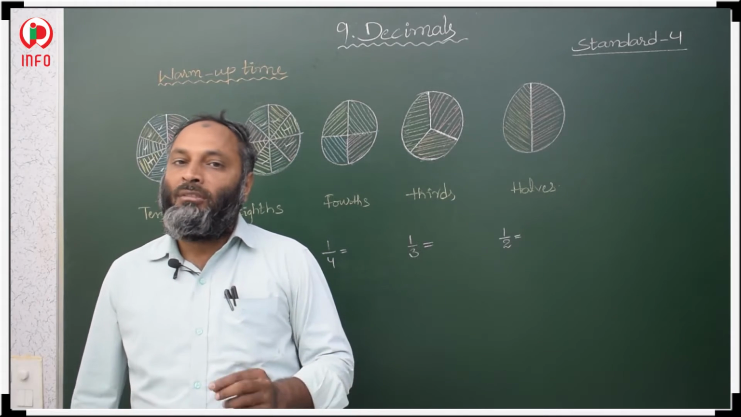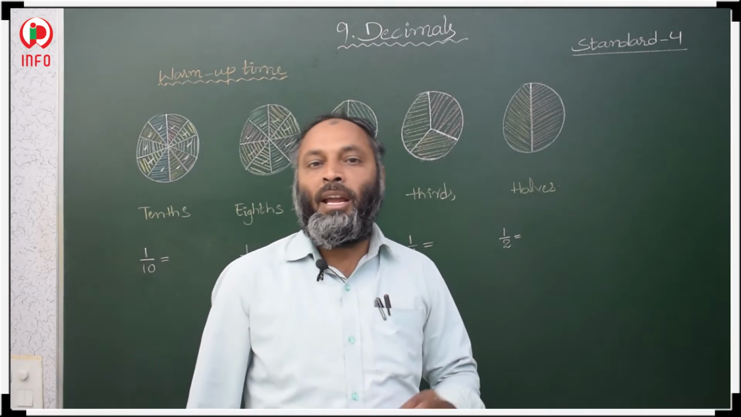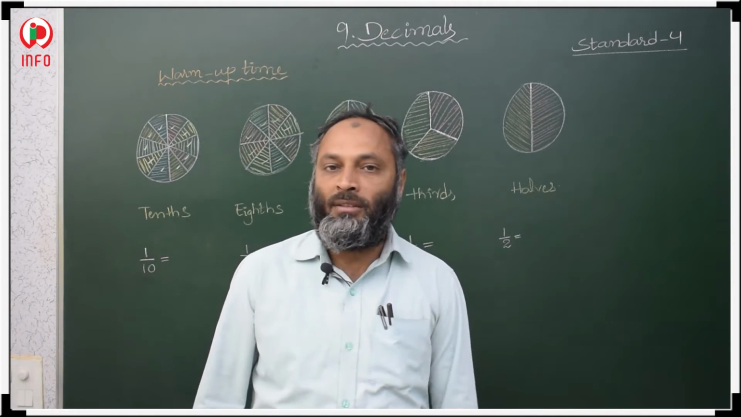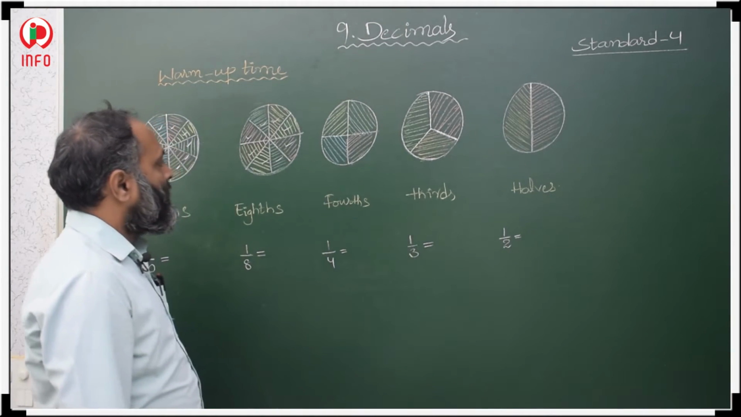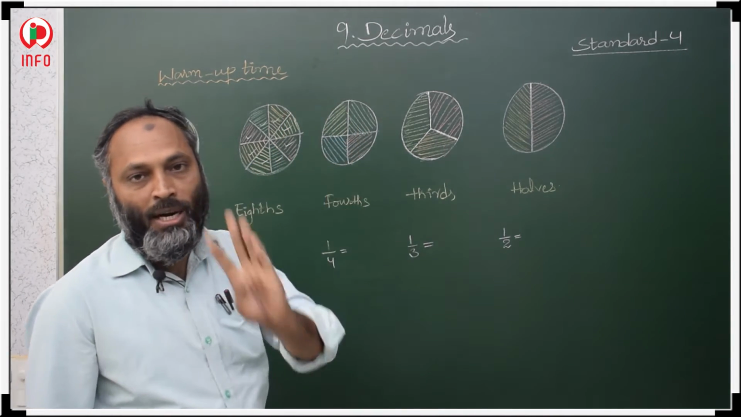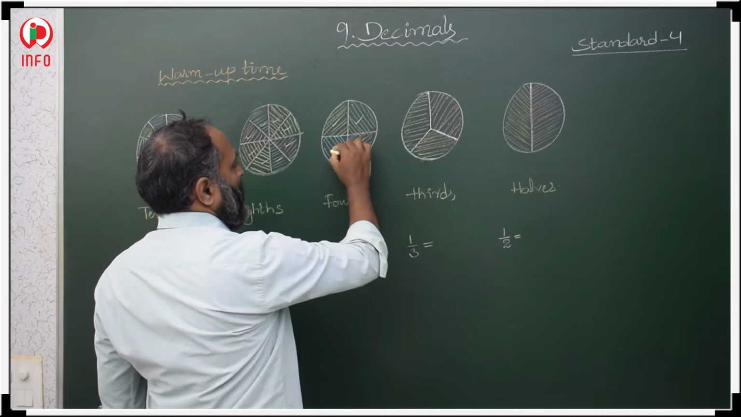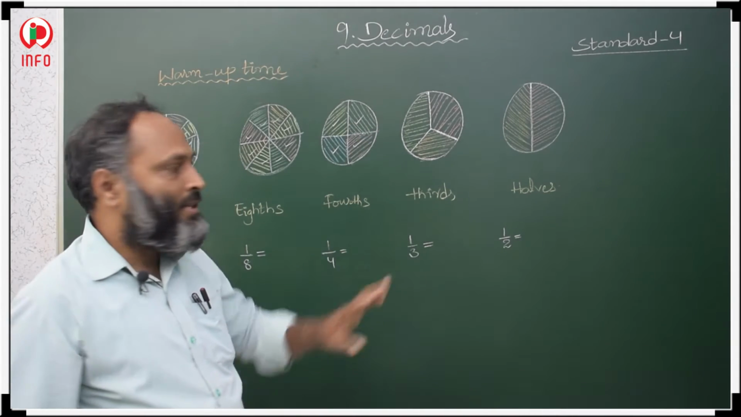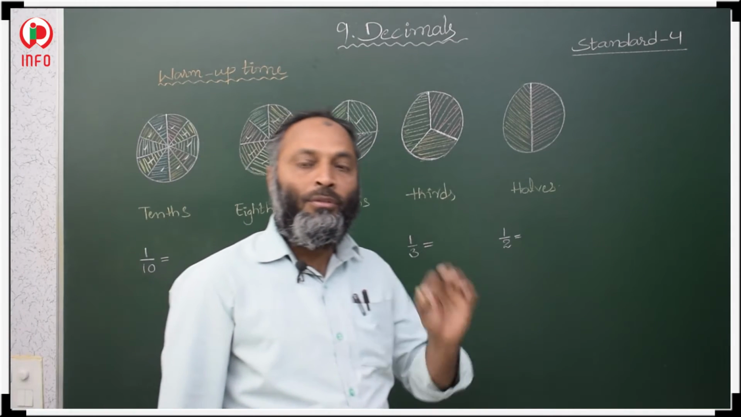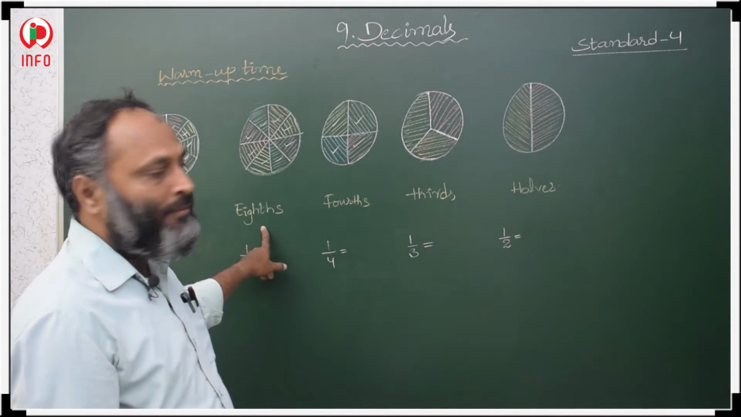Why? Here in total we make 8 equal parts. If you make 8 equal parts, then how to represent each equal part? That is 1 by 8. In the next circle, this circle is divided into 4 equal parts. This is the first part, second part, third part, fourth part. If a circle is divided into 4 equal parts, then how to read it? Fourths. 4 fourths. 8 eighths. 10 tenths.